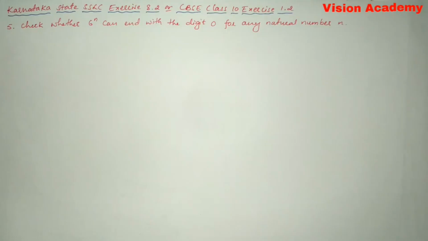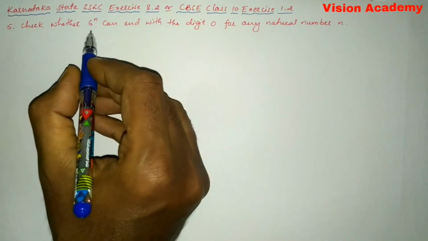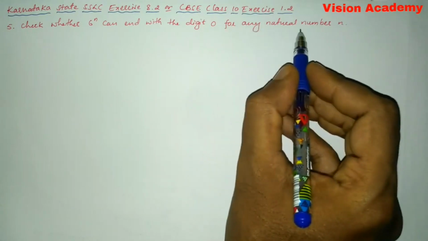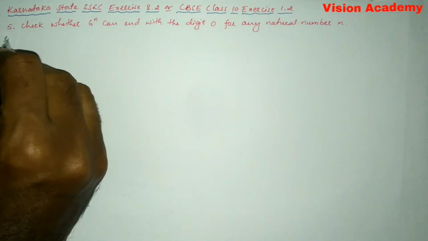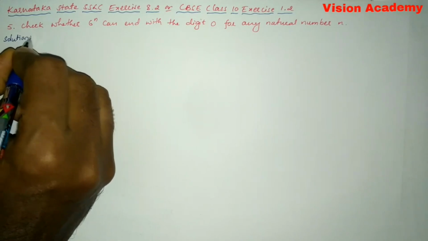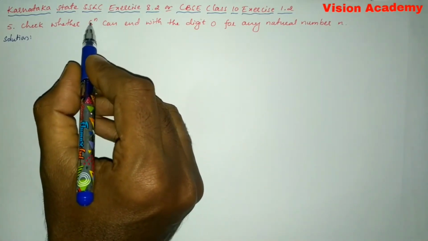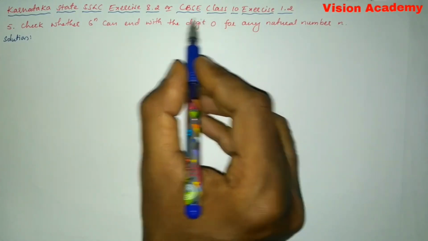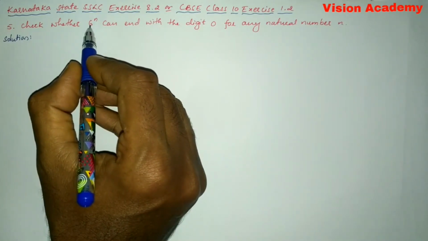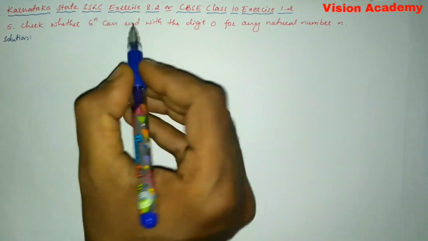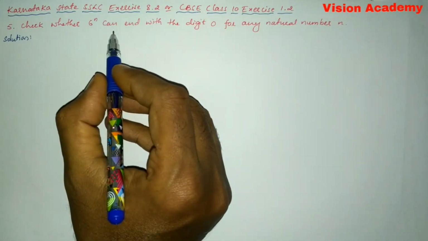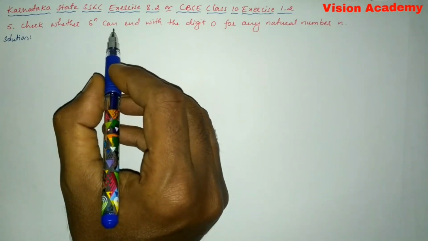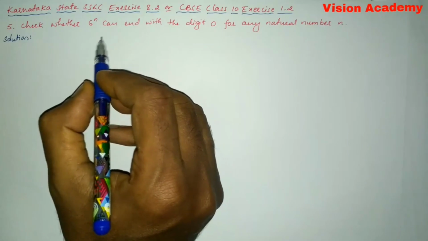So here LCM is equal to 22,338. Question number 5. Check whether 6 to the power n can end with the digit 0 for any natural number n. Now let us find the solution for the given problem. Here in the question they have given 6 to the power n that ends with the digit 0, which means this given number must be either divisible by 10, or it may be divisible by 2 or by 5. If it is divisible by both 2 and 5, then it is the product of two prime factors, 2 and 5, which gives us 10.